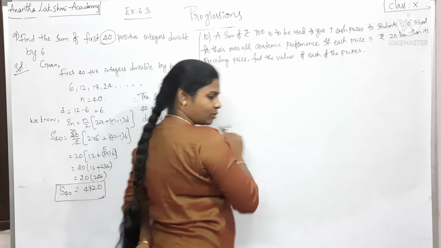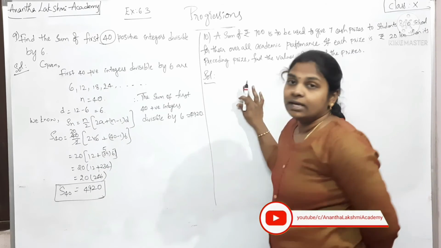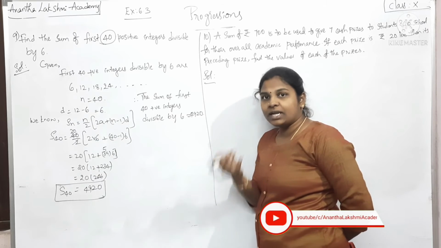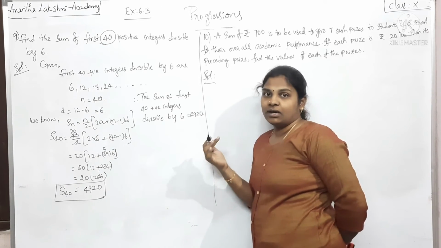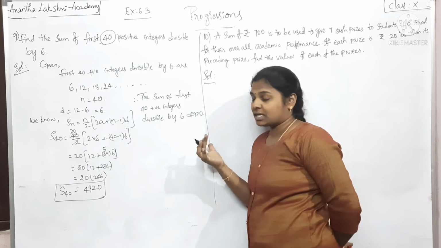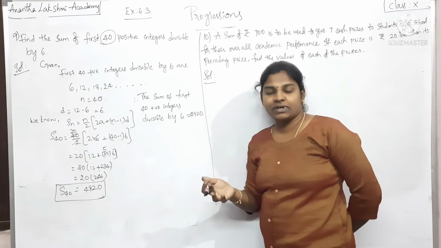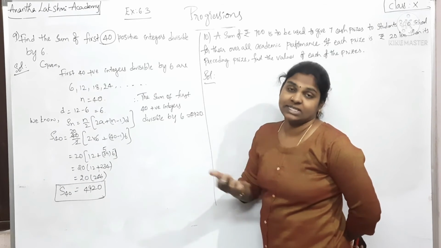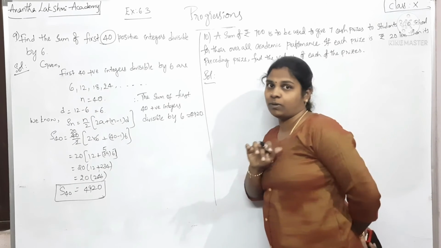Let's look at the next problem, which is the 10th problem. Read out the problem, and while reading it, try figuring out what is given in terms of the parameters of the arithmetic progression, whether a is given or d is given, and what we need to figure out. That's the reason I am explaining this word problem.